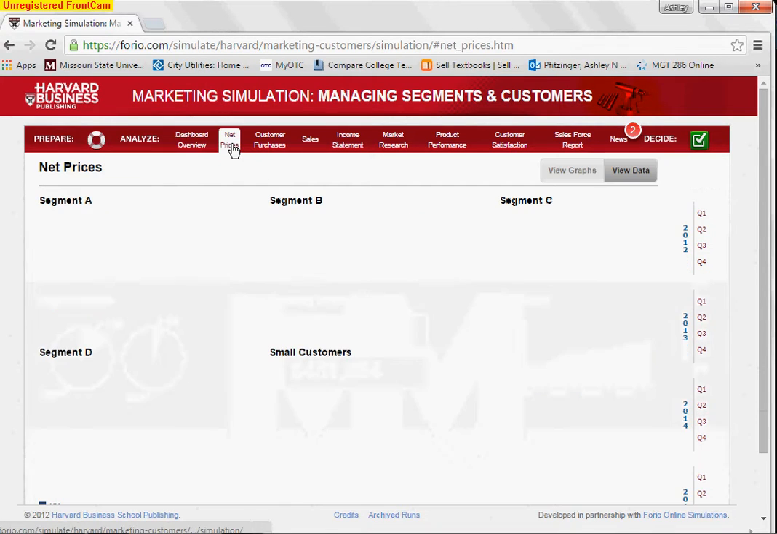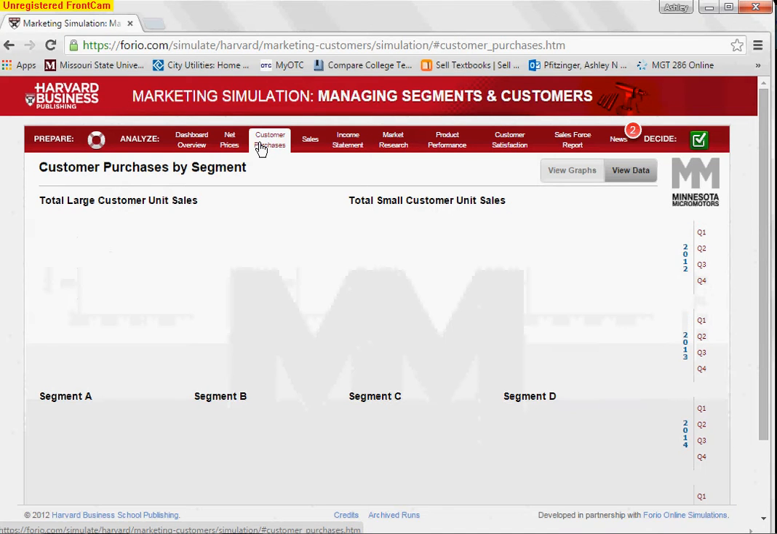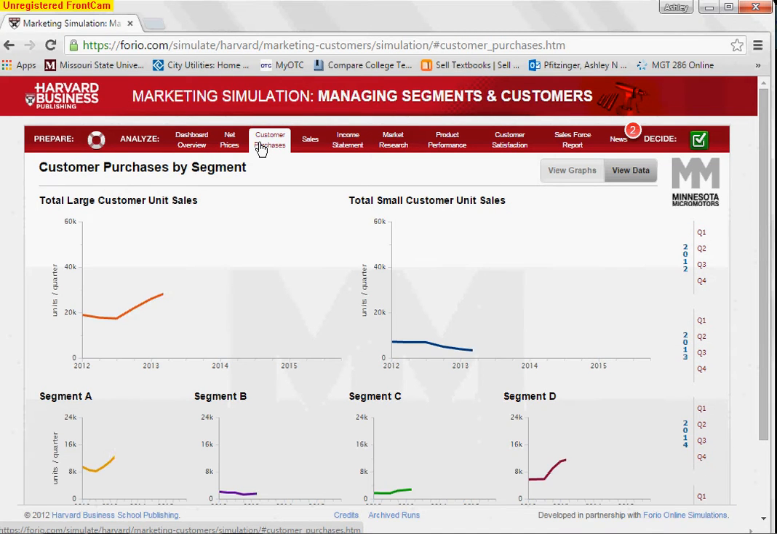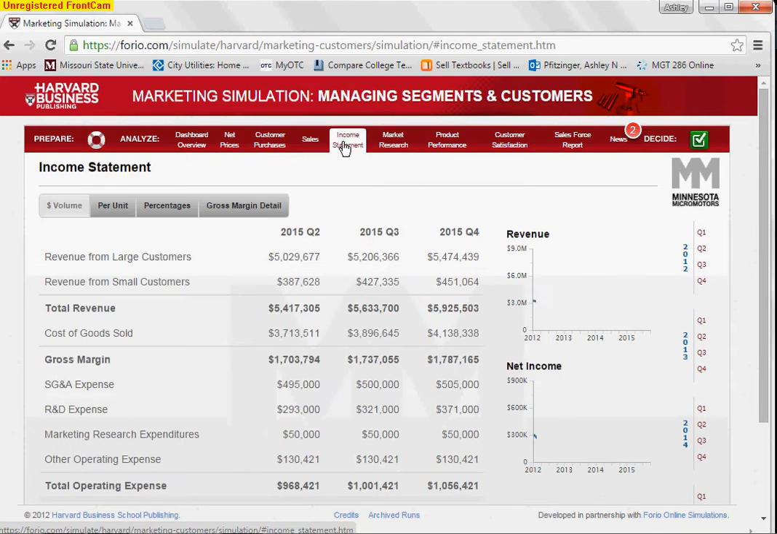The Net Prices tab shows you the prices that customers in each segment pay each quarter. The Customers Purchase tab shows graphs telling us how much of the product was purchased by each segment. The Sales tab shows the total sales and the dollar amount that was spent. The Income Statement tab shows the income statement for each quarter of the simulation.